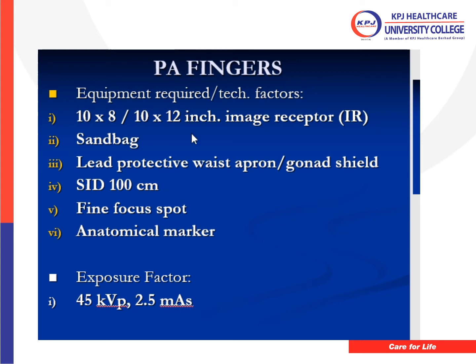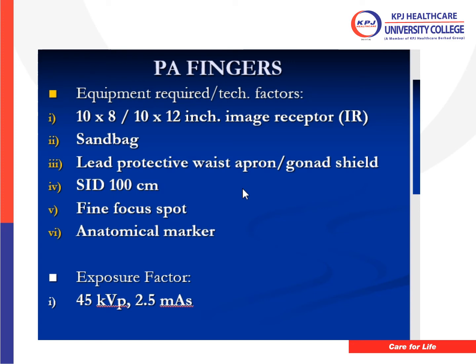Okay, and then lead protective waist apron or gonad shielding. It's the same as before. So for protection, we protect from the scattered radiation reaching the sensitive part of the patient. SID or source to image distance is 100 cm or 40 inch, and then fine focus spot in your setting.